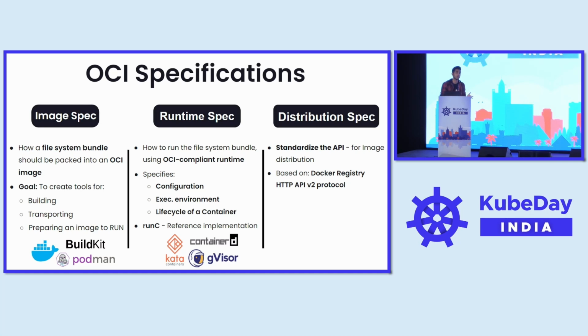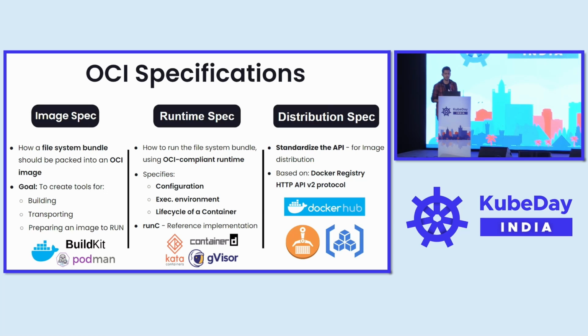That means the Docker Hub that we all know today, right? That we use in order to store our images and in order to share our particular images. These are some of the few tools from the ecosystem which follow the distribution spec: the Docker Hub, we all know, ECR, and the Google Container Registry as well.